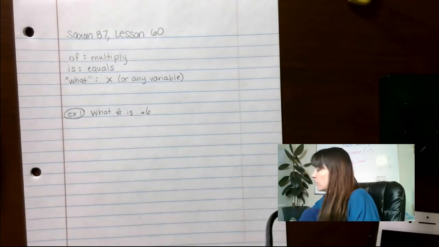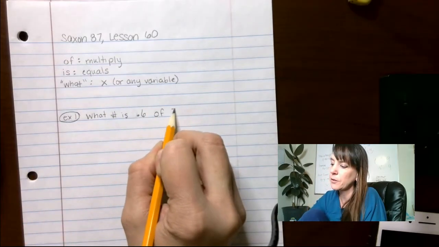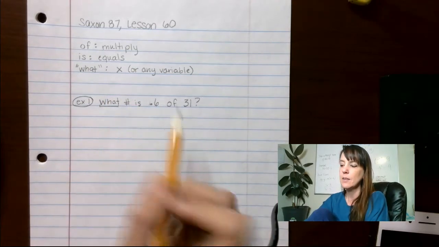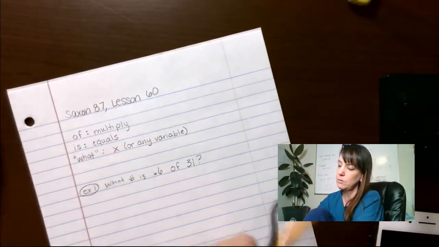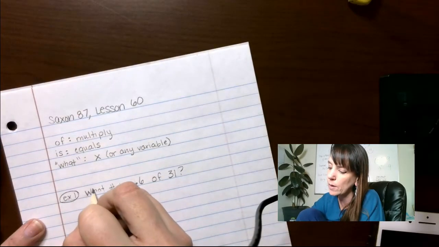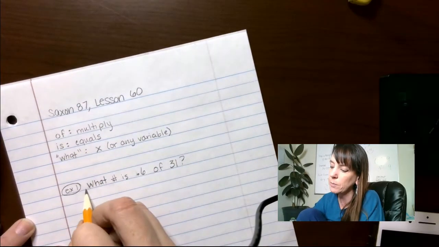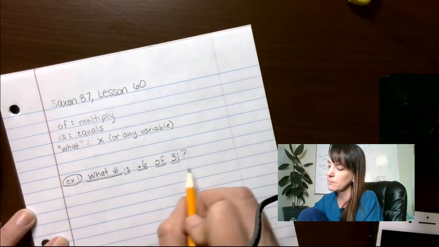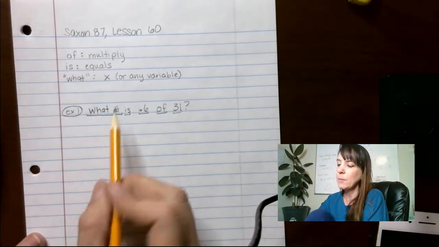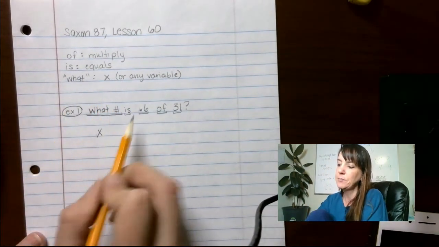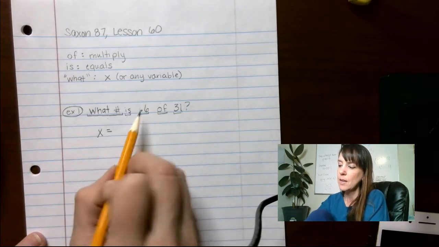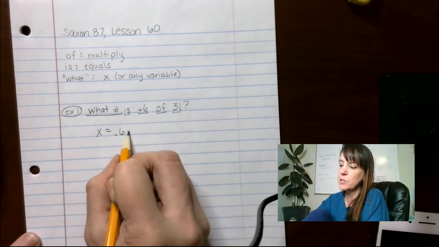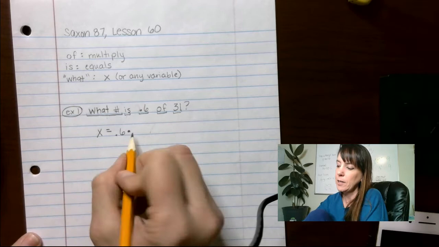Okay, what number is 6/10 of 31. So we're going to translate this English sentence into math. Sometimes they'll say what decimal or what percent, but in this case, it's what number. The word what means x, so we're going to say x. The word is means equals 0.6, or 6/10. And the word of means multiply, times 31.